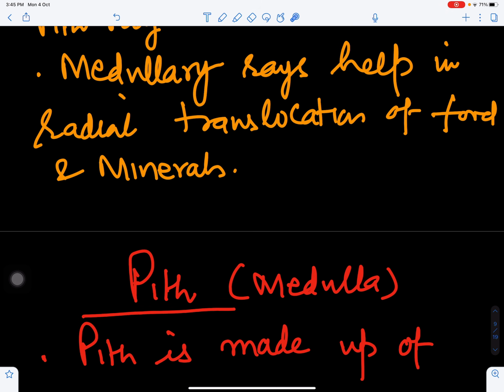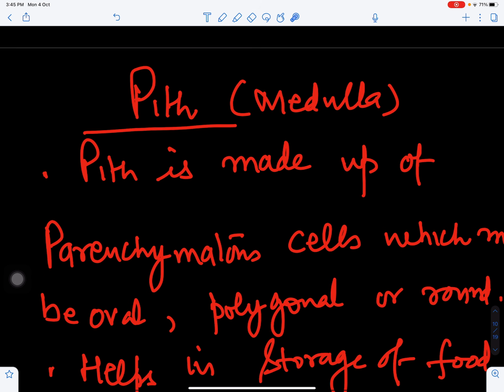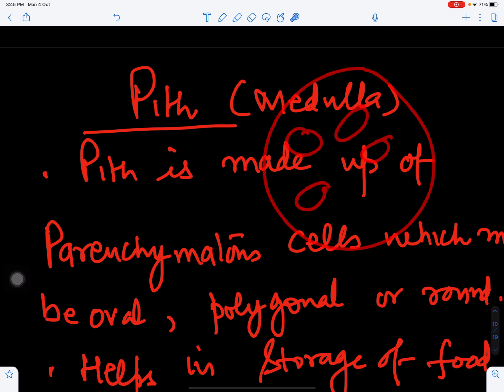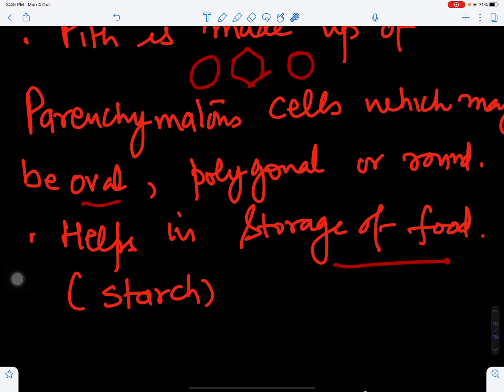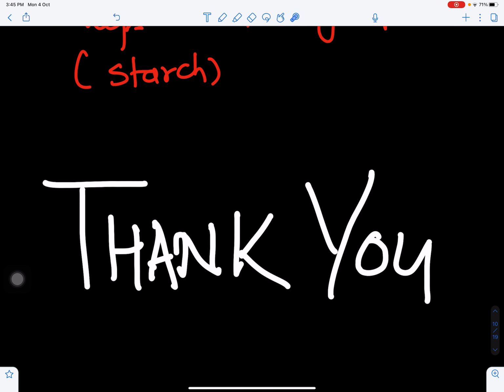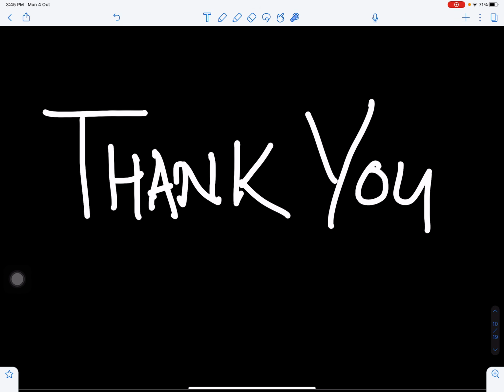Now, in the center of the stem, like this is the stem and these are the vascular bundles, this part is called the pith, and it is made up of parenchyma cells which may be oval, they may be polygonal like this, or they may be rounded like this. So this will help in storage of food in the form of starch grain or sometimes in the form of lipid bodies. So this is all about the anatomy of the dicot stem.